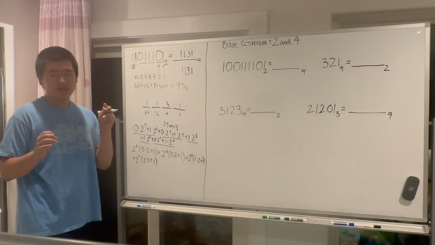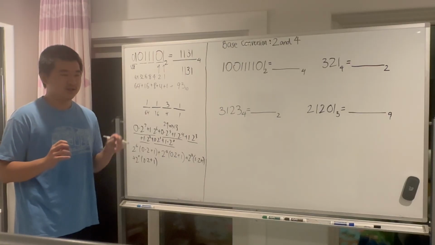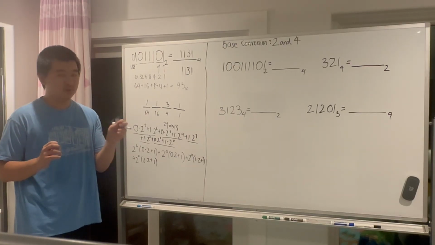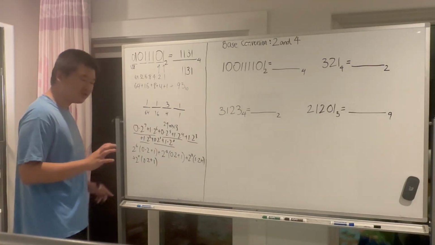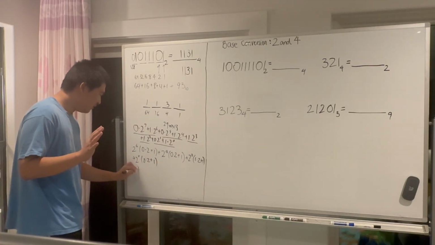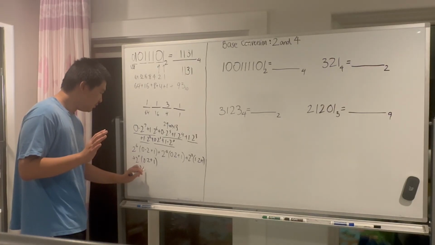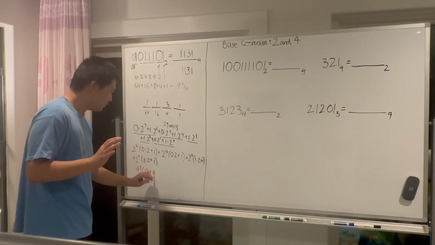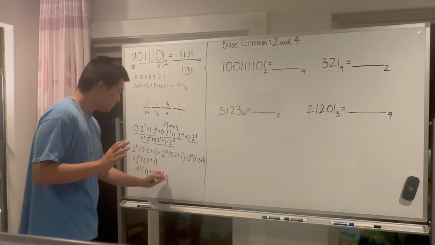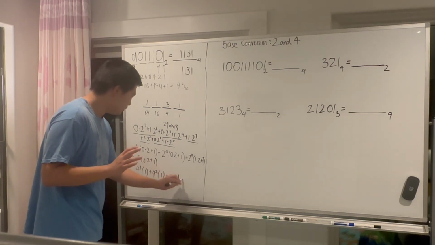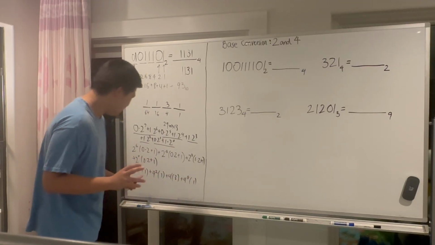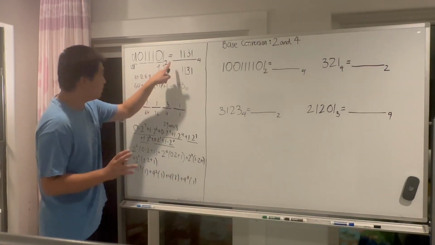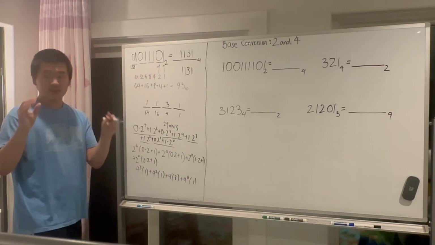So then, instead of thinking of it as 2 to the power 6, think of it as 2 squared cubed. In other words, think of it as 4 cubed. Think of this as 4 squared, 4 to the 1, 4 to the 0. And then it becomes very clear. 4 cubed times 1 plus 4 squared times 1 plus 4 times 3 plus 4 to the 0 times 1. And here we can see the digits of our answer because this is literally base 4.